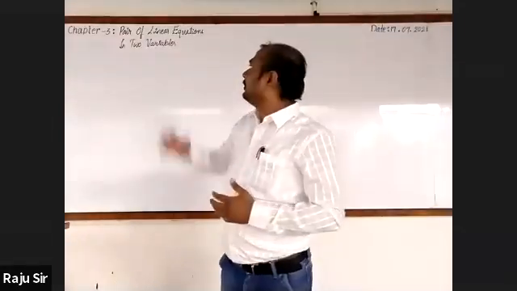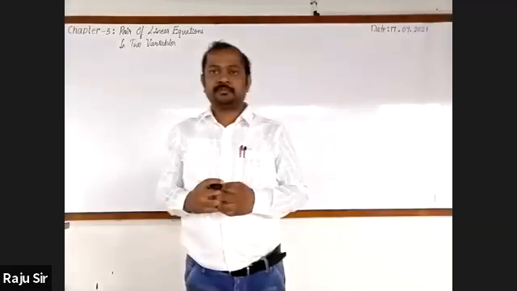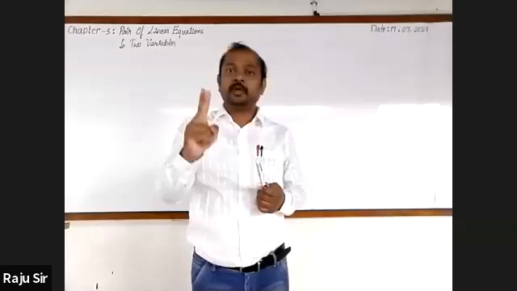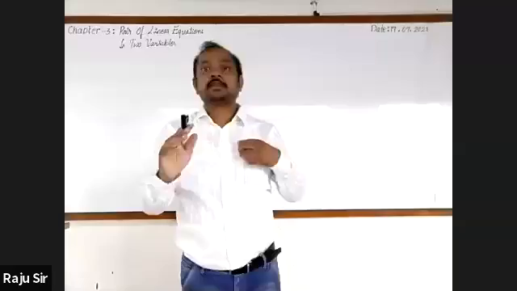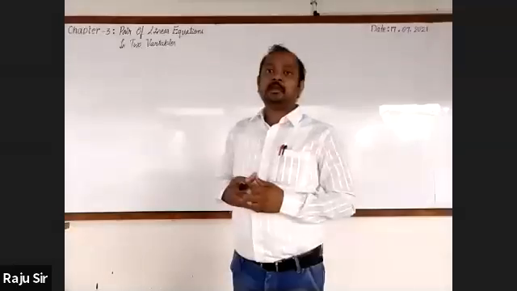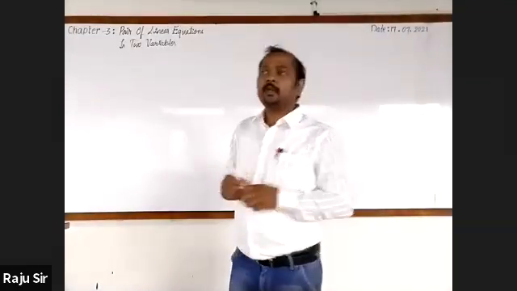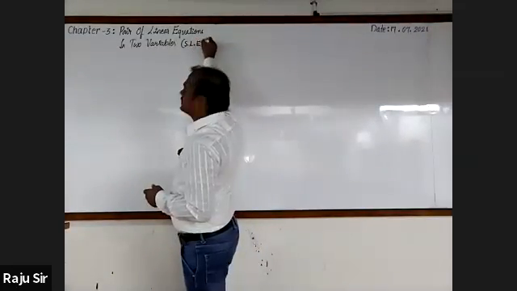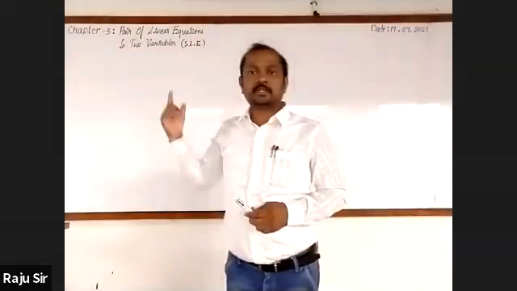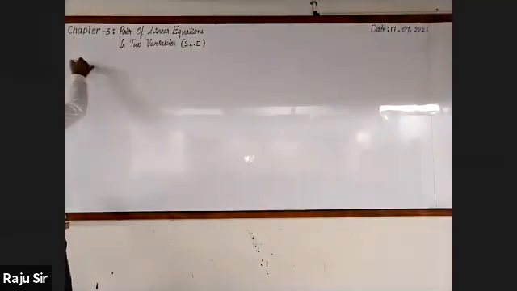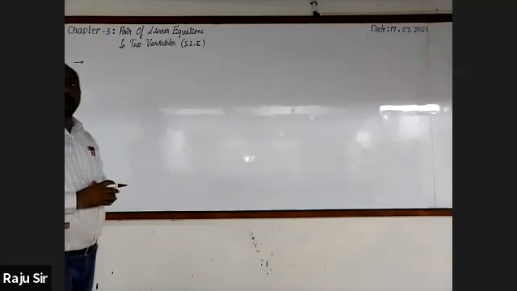Recall the definition of pair of linear equations in two variables. If two linear equations in two variables are taken simultaneously, then that pair is said to be pair of linear equations in two variables. In short, it is also called simultaneous linear equation, SLE. It is its abbreviated form. And we also know the general form of pair of linear equations in two variables.